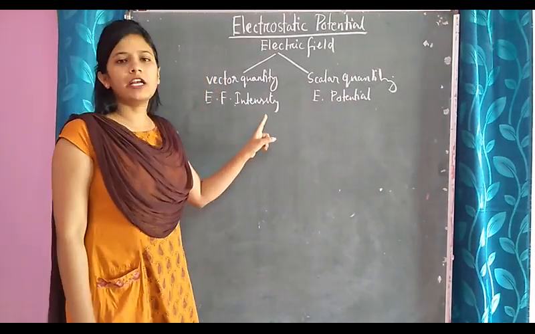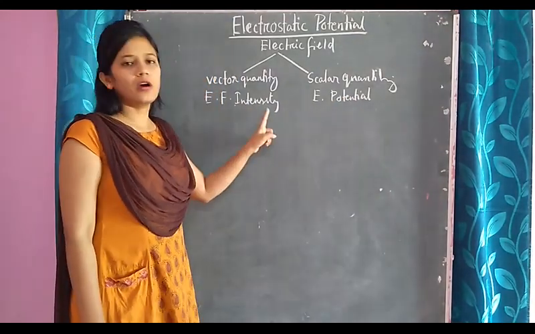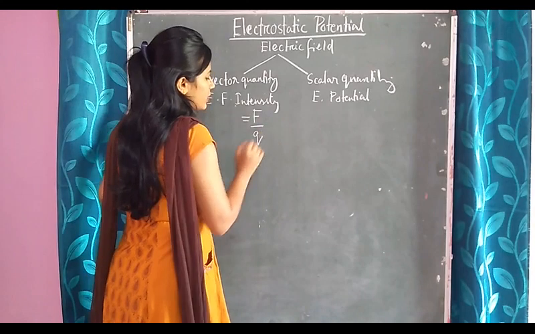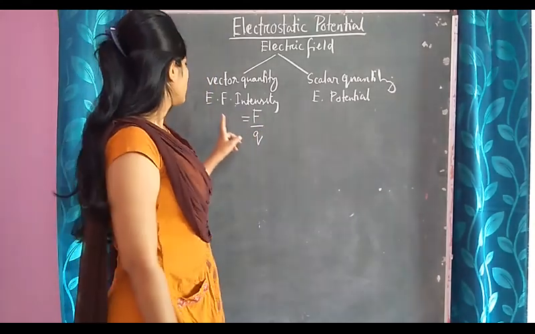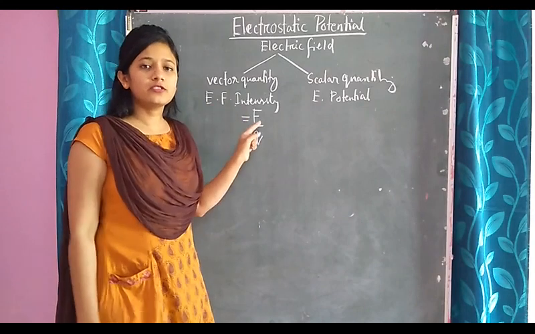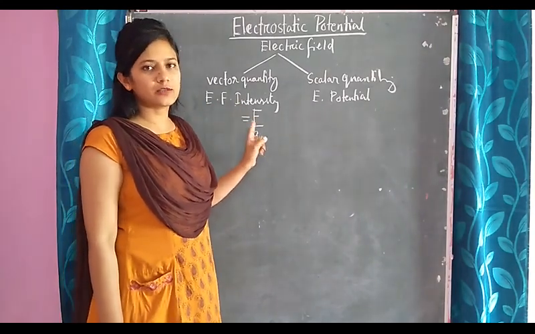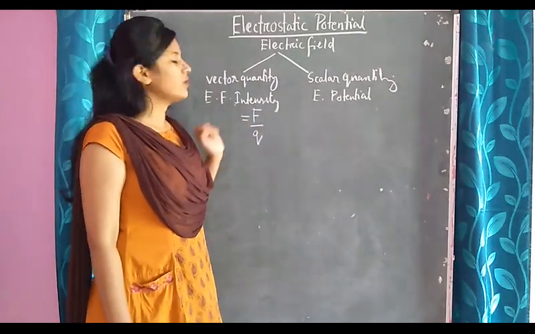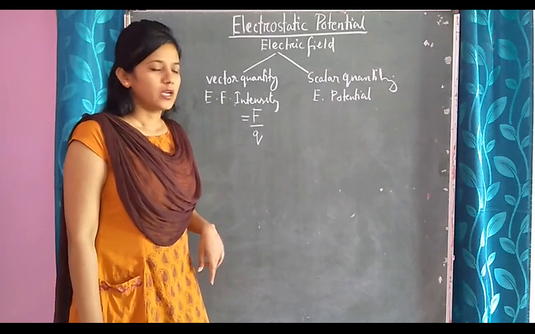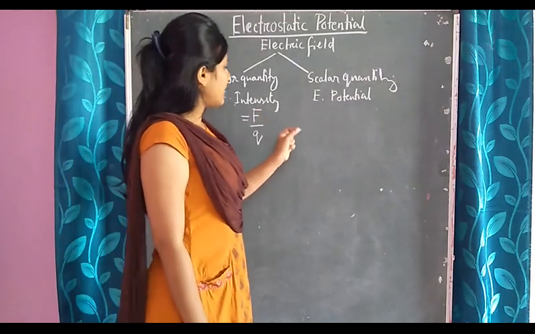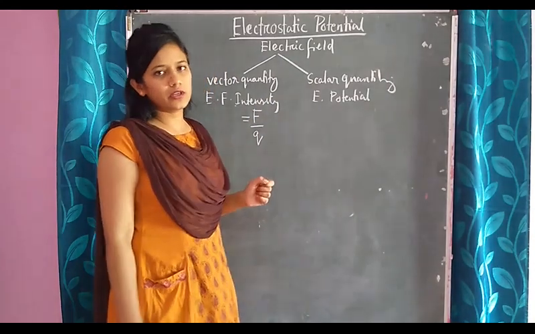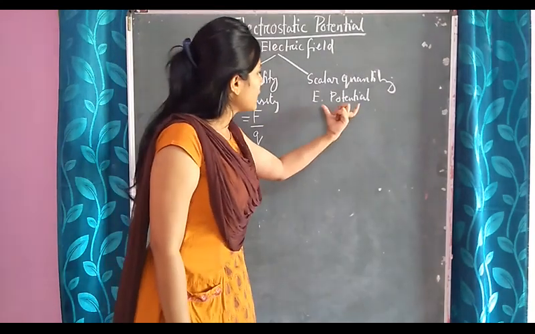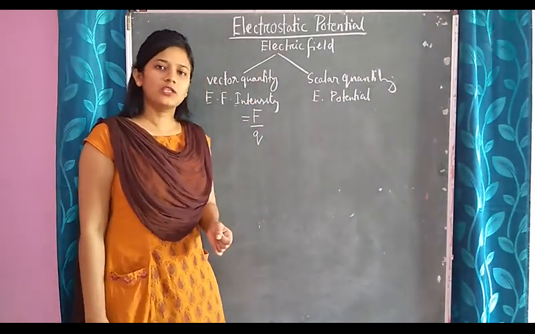So electric field intensity gives us the force experienced per unit charge. In order to know the force experienced by a charged particle in a region of electric field, we use electric field intensity. In order to find out the energy associated with a charged particle placed in an electric field, we take the term electric potential.